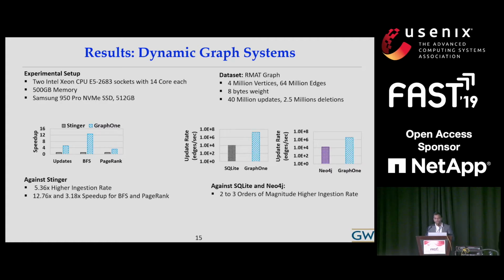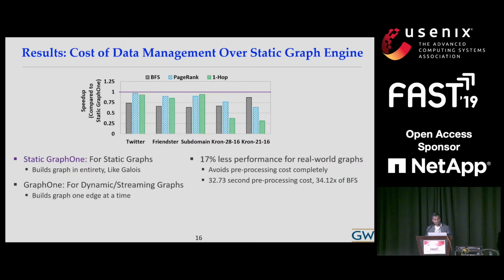The same is also true for the graph databases, which was obvious considering a graph database offers you strong serializability, very strong data consistency, while we only provide you snapshot isolation using MVCC. So we are almost 2 to 3 orders of magnitude faster. So if your application doesn't need strong data consistency, possibly you should go for GraphOne and use it for very high ingestion as well as the ability to perform analytics.